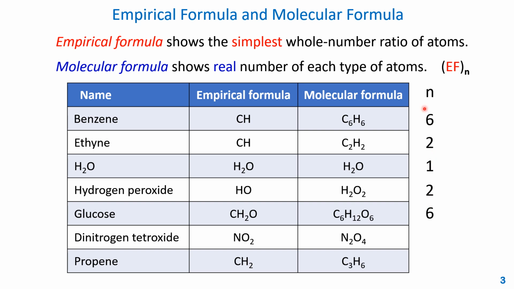So this number basically shows how many units of empirical formula are in the molecular formula. For dinitrogen tetroxide, it's 2. For propene, it's 3. Okay, keep in mind that we will use this kind of knowledge when we calculate molecular formula from empirical formula.